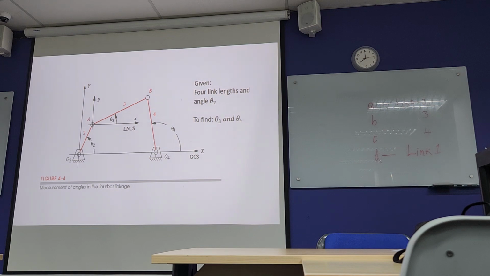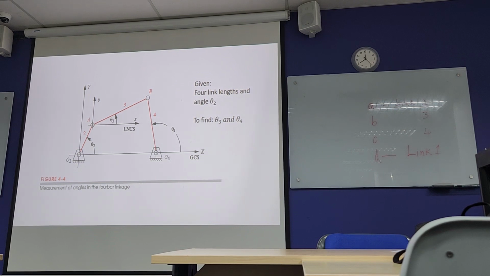Now, the first problem dealing with mechanics of machines is doing the position analysis. Position analysis means we will be giving you the dimensions of the links and the orientation of link 2, theta 2. So the lengths of all links will be given, and in addition to that, theta 2 will be given. What you need to do is draw the mechanism to scale and find out theta 3 and theta 4.